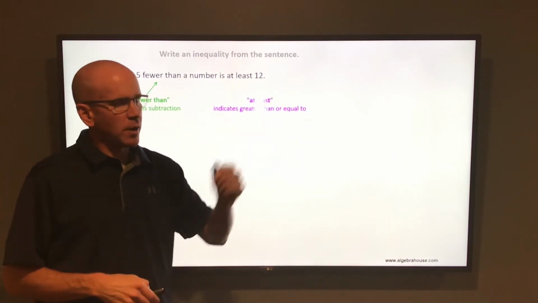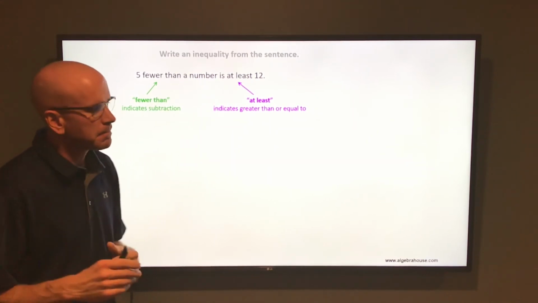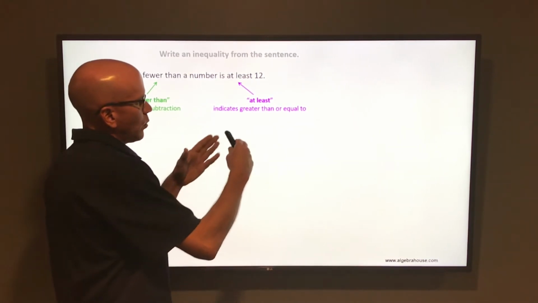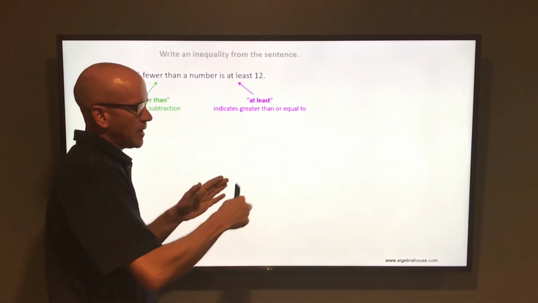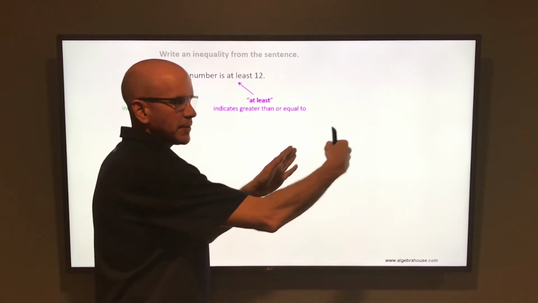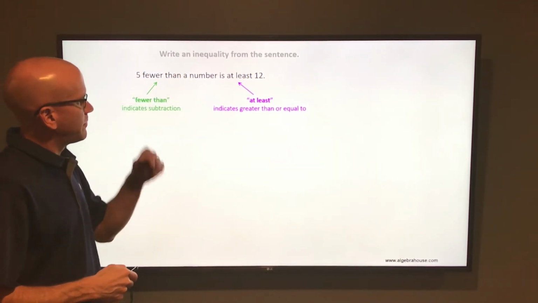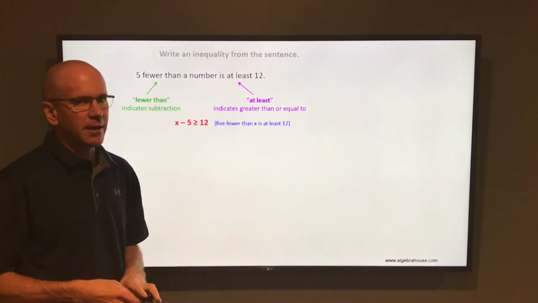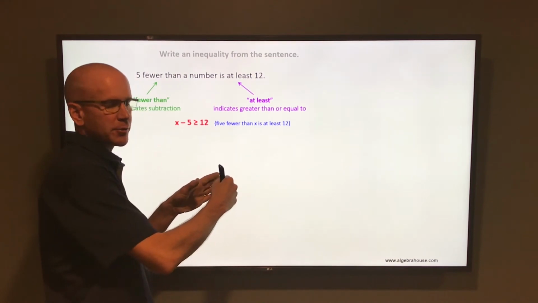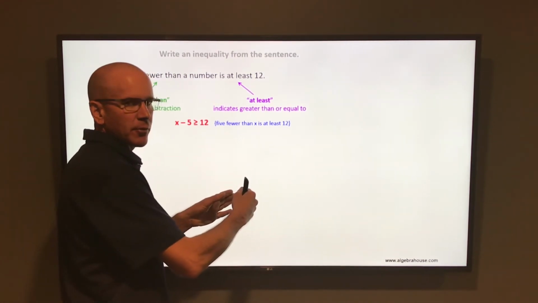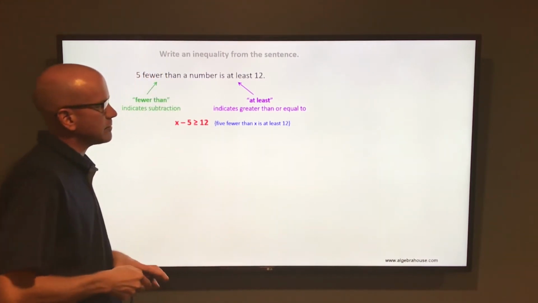Is at least 12. This is not equal to. We're not putting an equal to sign down. We have to figure out what inequality means at least. So if it's at least 12, that means it could be 12 or anything greater than 12. Once again, 5 fewer than a number, that's x minus 5, is at least 12 means it's greater than or equal to 12. It could be 12 or anything greater than 12.